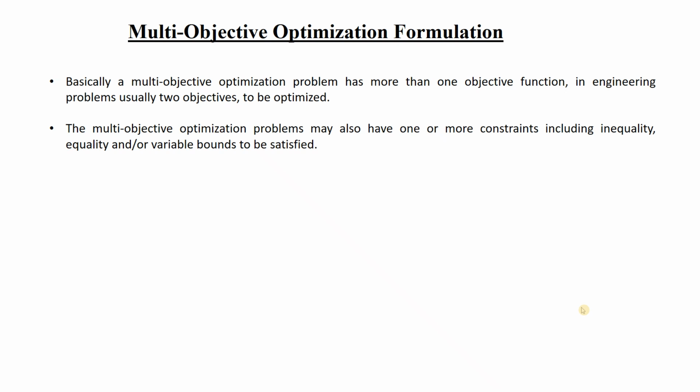Now there are constraints. Constraints means that you have to solve a problem where there are multiple objectives. Suppose there are two objective functions, but there are constraints also. Constraint means that the result which you will get should not exceed the limit.